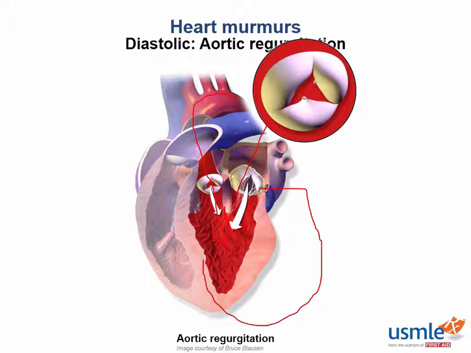What are some common etiologies of aortic regurgitation? The three most common etiologies are wear and tear on a bicuspid aortic valve, which we remember can also cause aortic stenosis. It can also be an etiology of aortic regurgitation. We can also see aortic regurgitation develop in infective endocarditis. We can also see it develop in rheumatic fever. Those are the three most common etiologies.